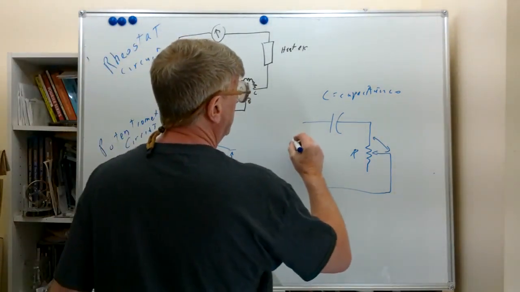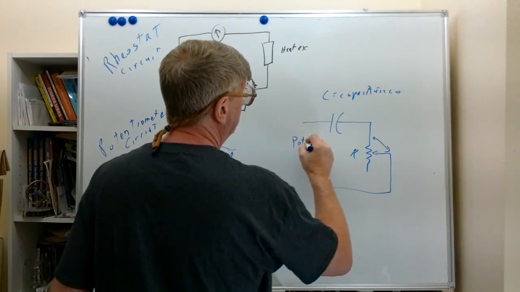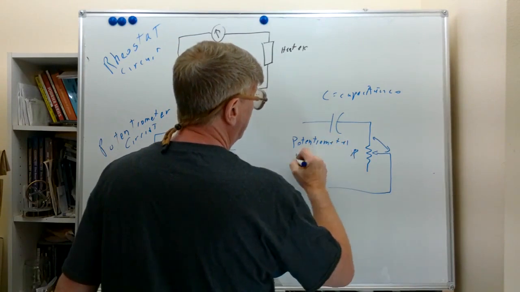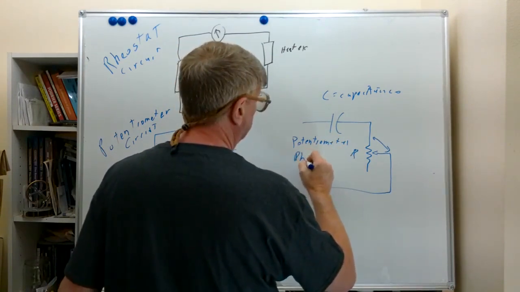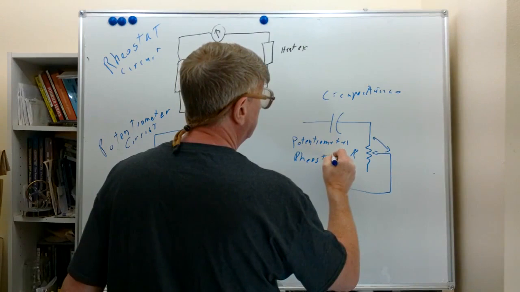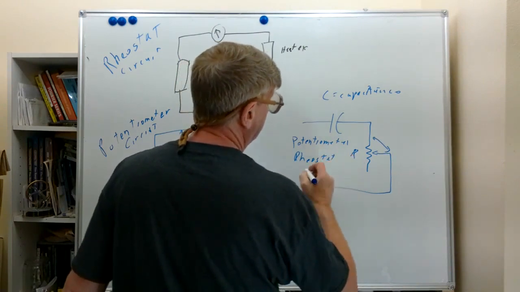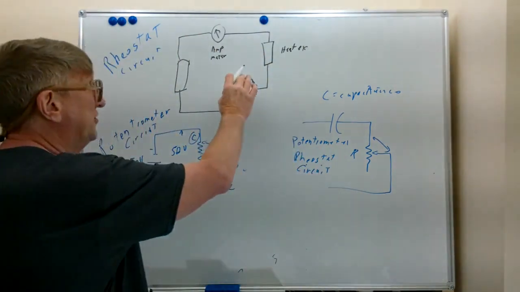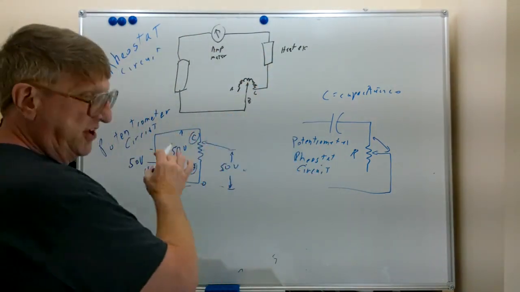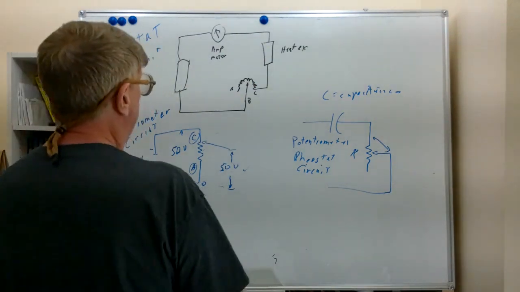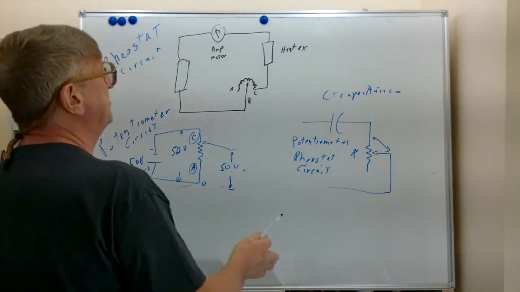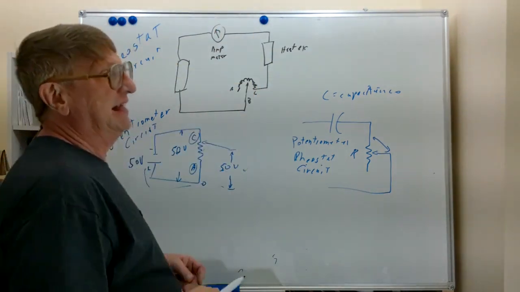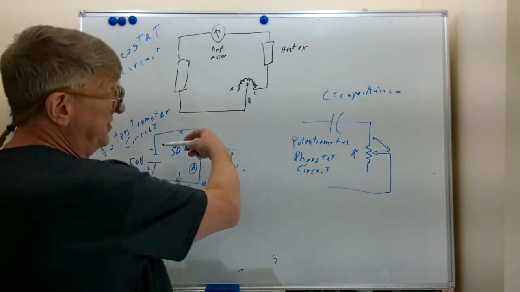So this is basically a potentiometer as a rheostat circuit. So we typically think of the wire wound ones as rheostats, and the carbon ones as potentiometers. And the reason is we typically need much more heat dissipation capability here than we do in this kind of thing.